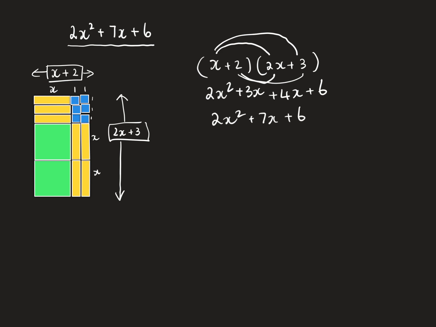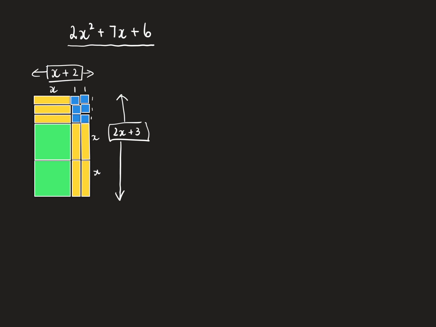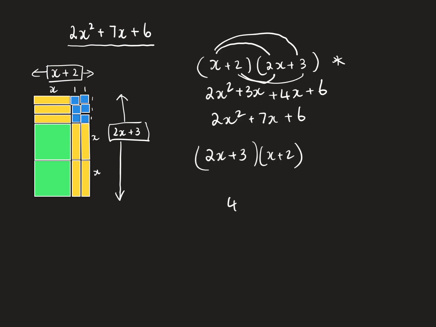Now, I should say, you may have done this the other way around, where you had it like this, 2x plus 3, lots of x plus 2. And that is exactly the same as that. There's no difference. Because remember, say 4 times 3 is the same as 3 times 4, isn't it? With multiplication, it doesn't matter what order you do it in.